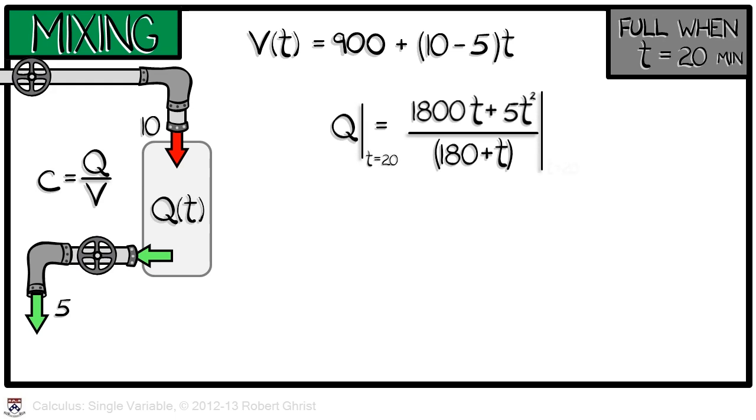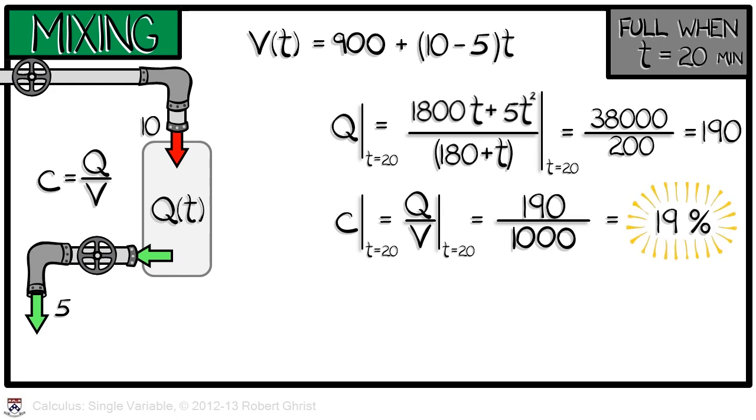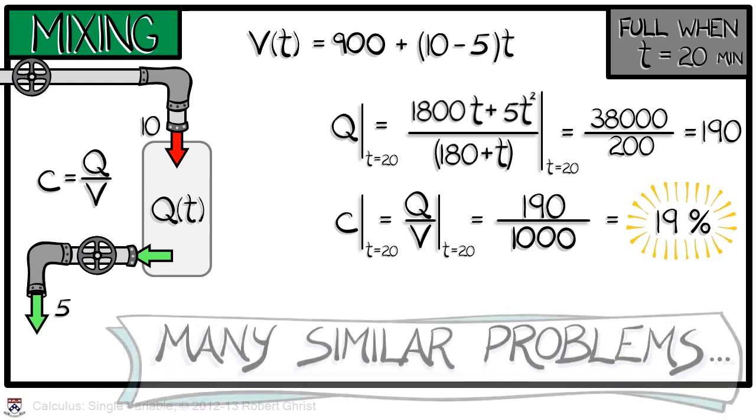But we're asked about the concentration at the time when the tank is full. At t equals 20, we get the amount of additive to be 190. Therefore, the concentration at that time is 190 divided by the volume of the tank. That means that the additive is present at 19% when the tank is full.